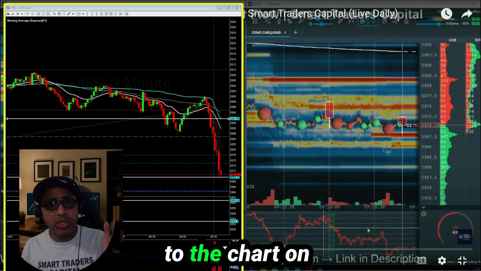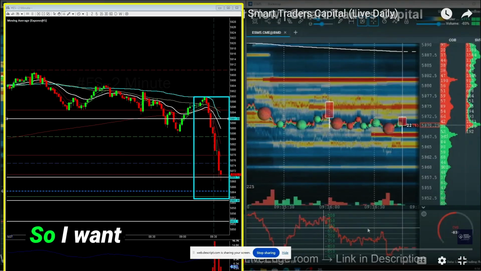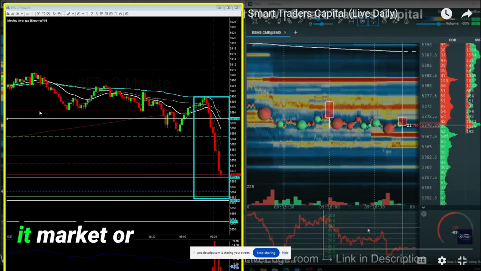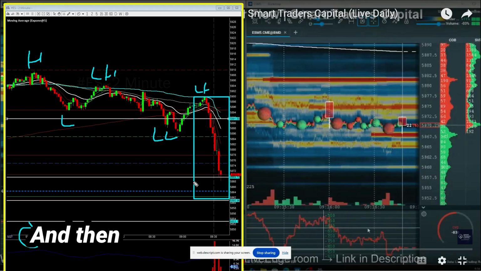Let's get to the chart on the left side. I want you to focus on the left side of the chart. If you look at it, ES is making lower highs after 6:30. So this is a high, this is a low, a lower high, lower low, lower high, and then suddenly we saw the clean sell-off start when the market opened.